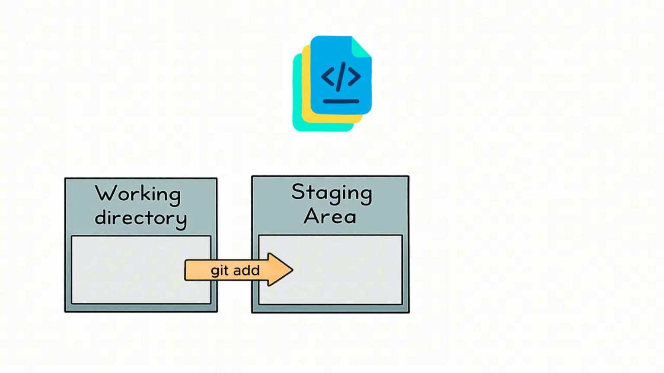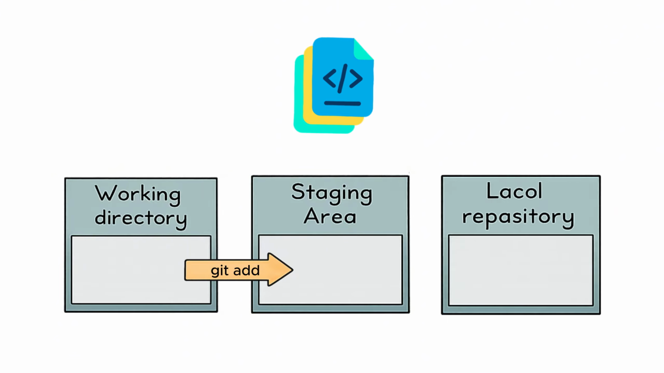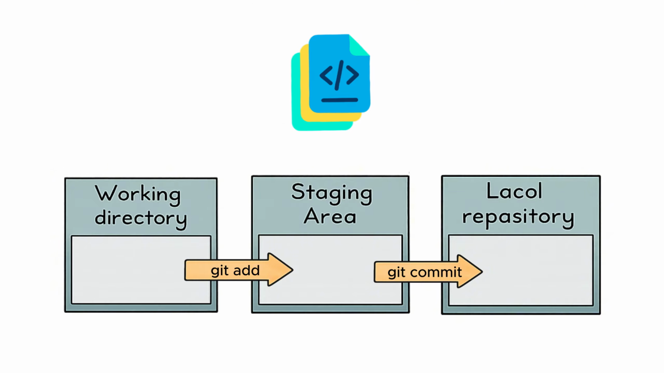And finally, the repository. This is where the actual history lives. When you run git commit, everything in the staging area gets packaged into a snapshot and stored in the project history. So the loop is, change happens in the working directory, you move it to the staging area with git add, you lock it into the repository with git commit. That loop is how you build your project's history.